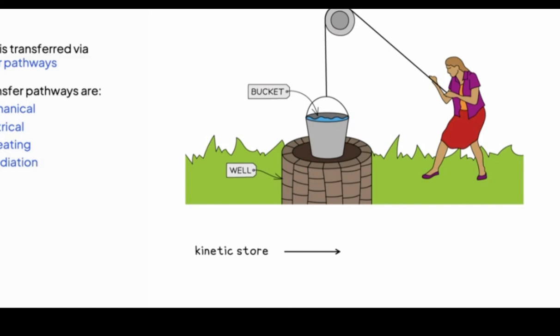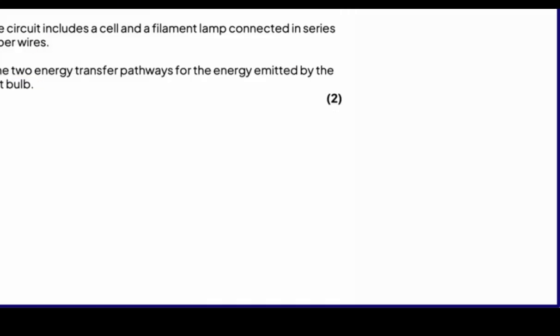The bucket gains energy in its gravitational potential store. The woman has applied a force over a distance by pulling on the rope, so the transfer pathway is mechanical. Therefore, energy from the kinetic store of the woman is transferred mechanically to the gravitational potential store of the bucket. Let's take a look at an example exam question.